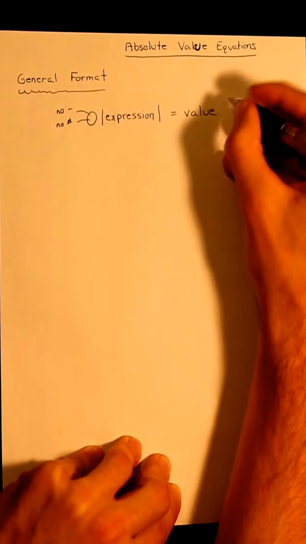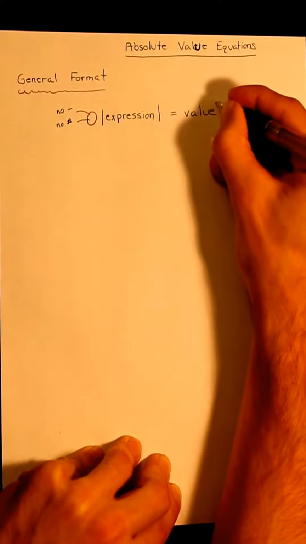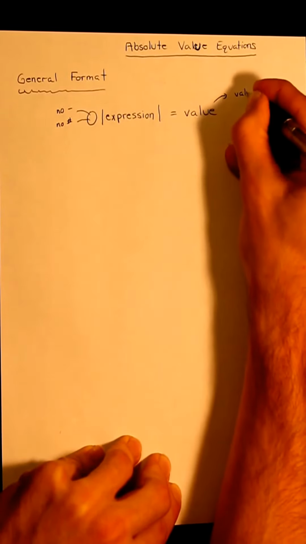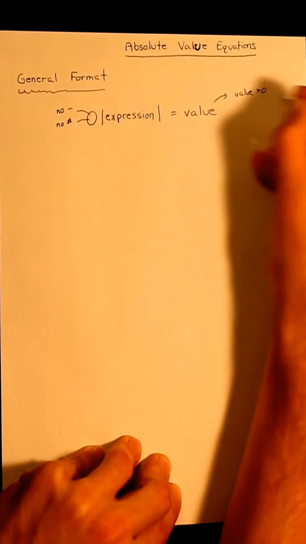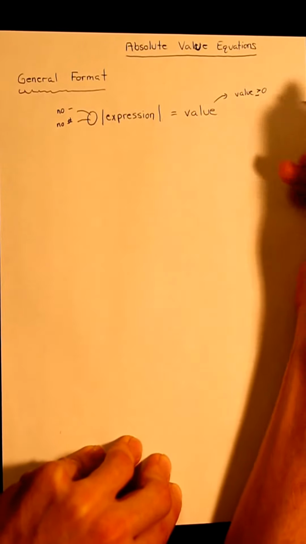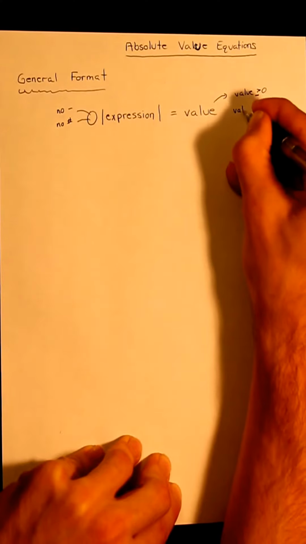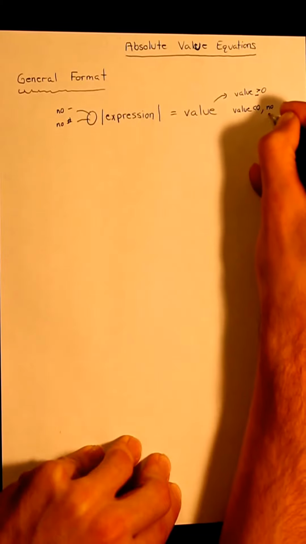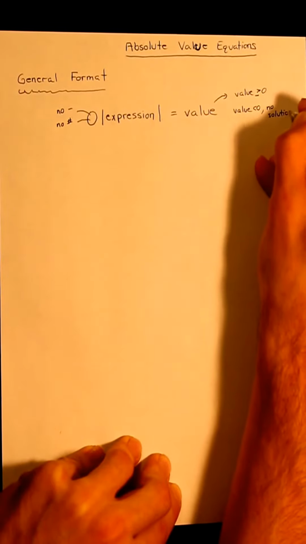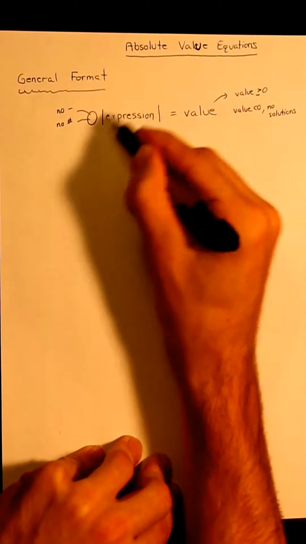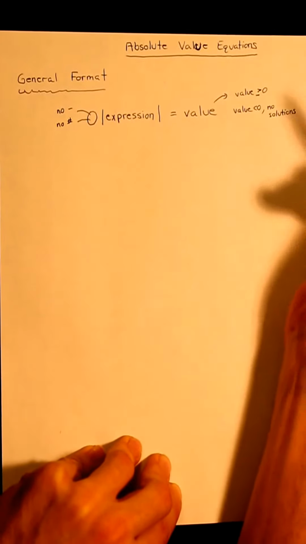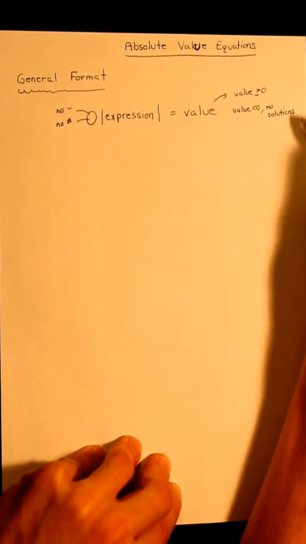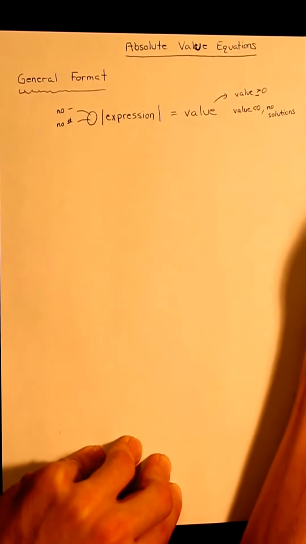Another thing you want to make sure is that this value here, the right side of the equal sign, is greater than 0. Greater than or equal to 0, rather. Because if the value is less than 0, then there are no solutions. And that makes sense, because the absolute value of something can never be negative. So if something like that comes up, then you know that there are no solutions to that equation.